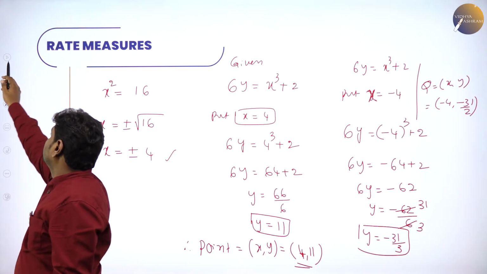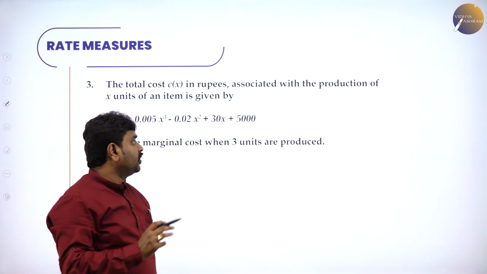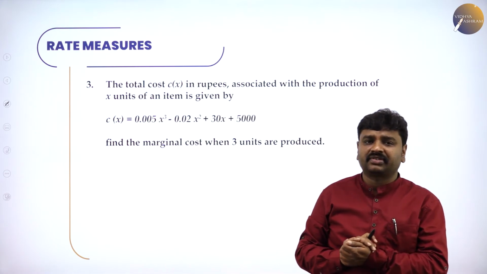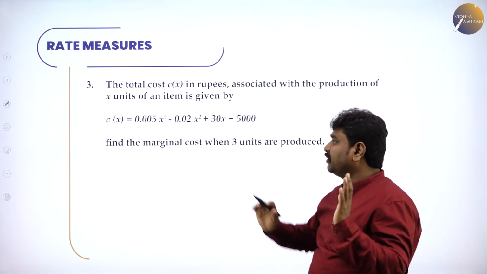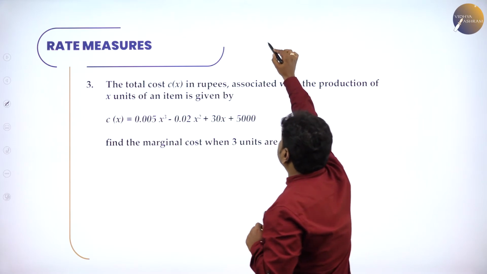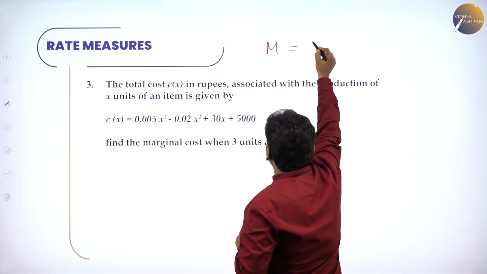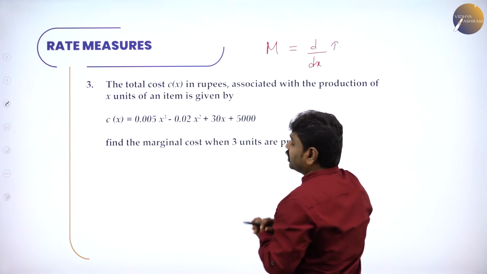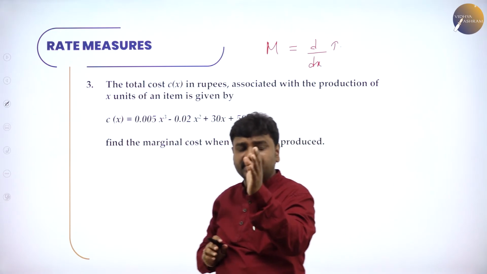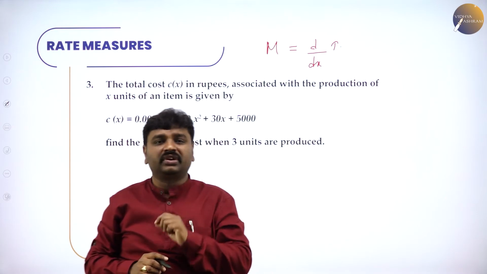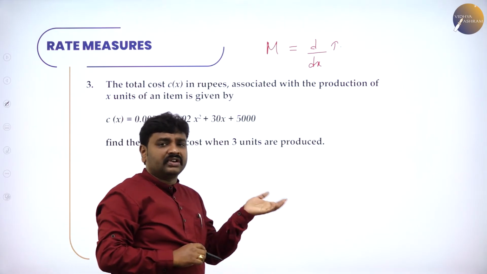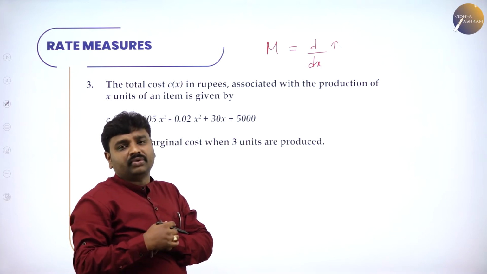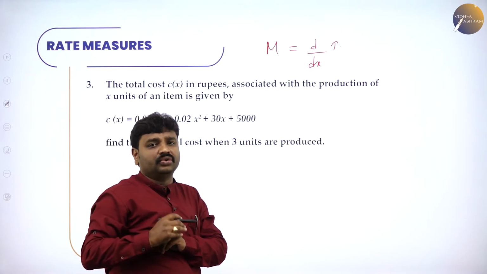So next, now we'll go to some interesting problems based on commercial mathematics. So one simple hint before I start: marginal is derivative of total. What is marginal? Derivative of total. If you want marginal cost, differentiate the total cost with respect to number of units. Marginal revenue, differentiate the total revenue with respect to what? Number of units. X means number of units produced.